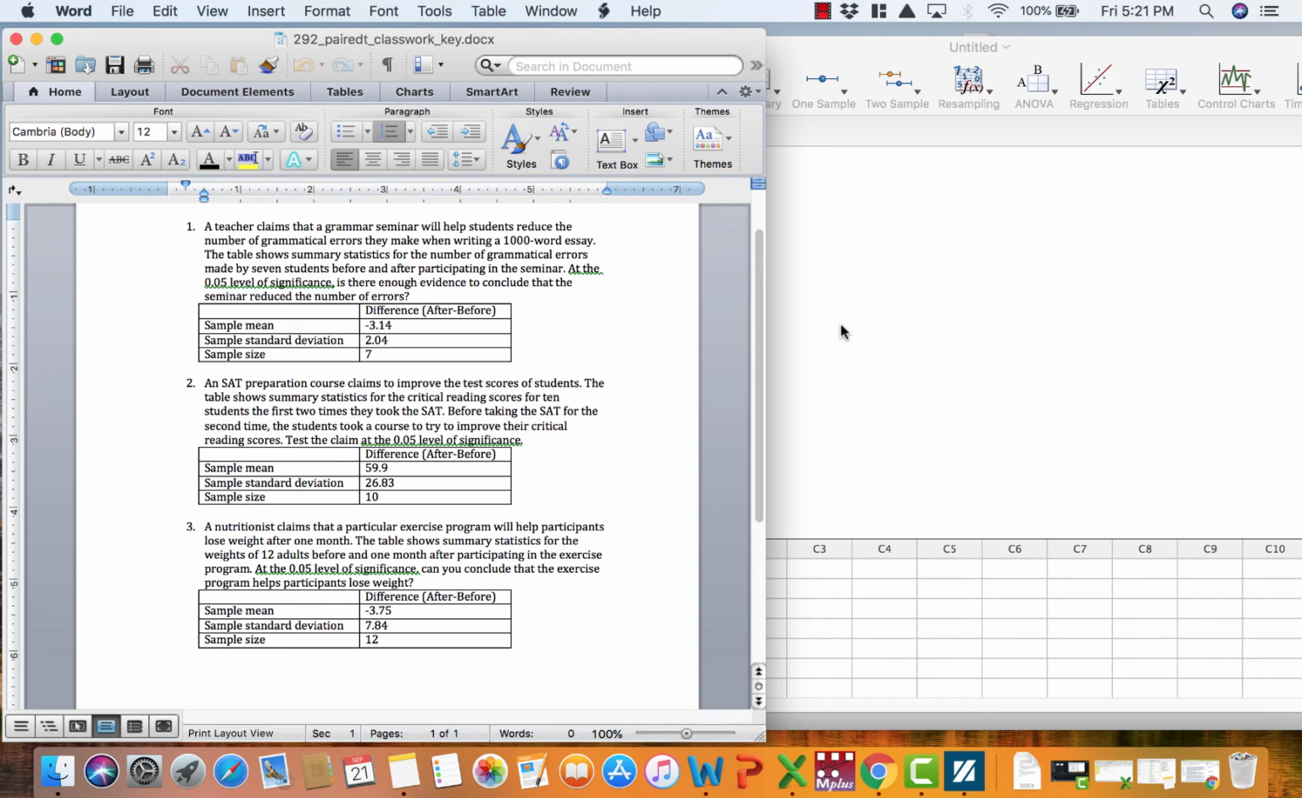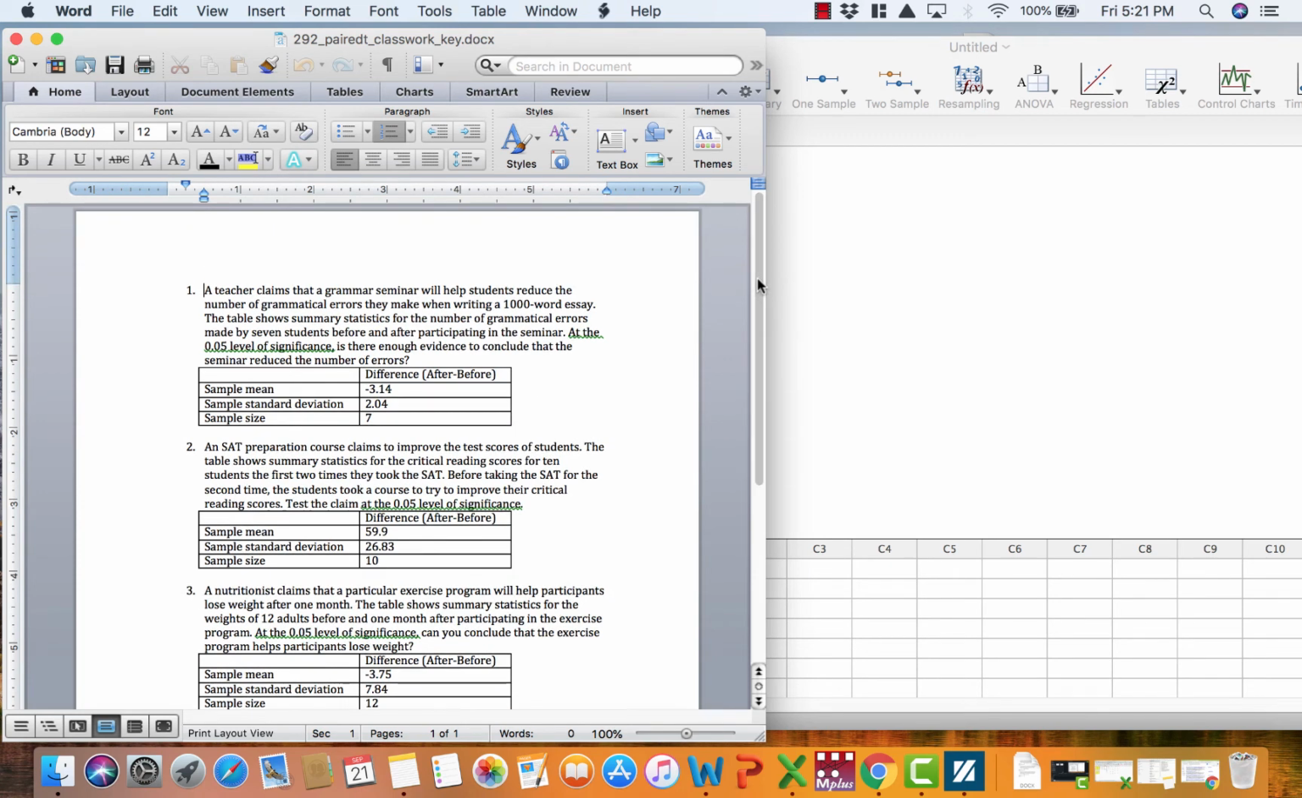Okay, let's do some classwork problems for paired t-tests. This is when we have dependent samples. For these three problems that we're going to go through, I just have summarized data. It's going to look a little bit different in the homework. As we go through these problems, I'm going to explain how it would look in the homework in a data file, so that you can pick out that it is in fact a paired t-test.